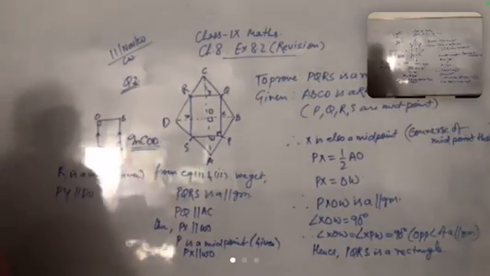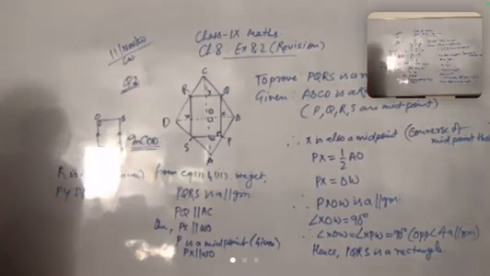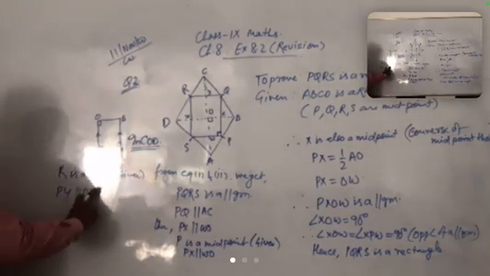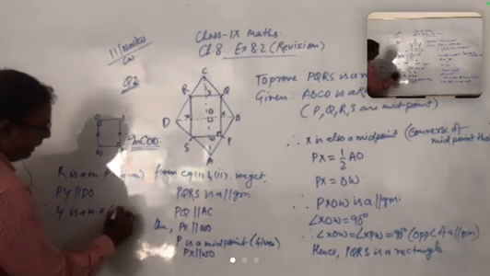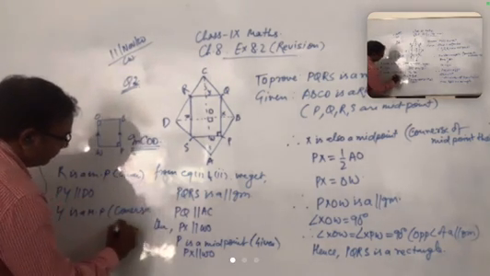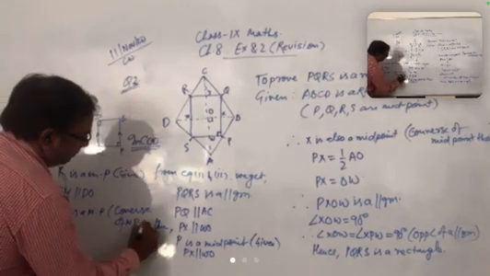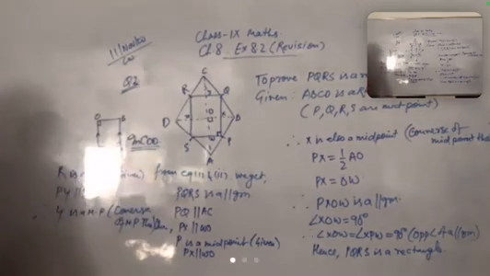But how do you say that Y is the midpoint? This is the converse. Therefore Y is the midpoint by the converse of the midpoint theorem. Is that clear?